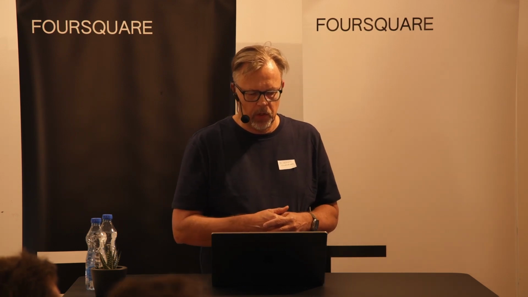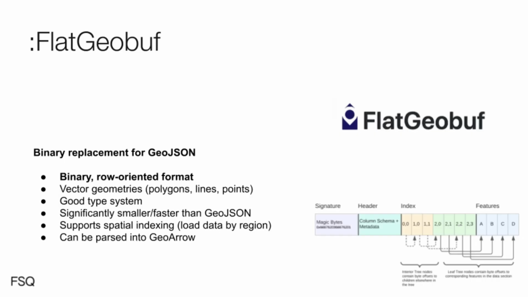The big traditional format in the geospatial world is GeoJSON. It's basically JSON with a bunch of conventions for how to describe geometries and types like that. But it's very inefficient. It requires a lot of deserialization and serialization. It takes a lot of space, many times larger, 5-10x larger than, for instance, Parquet.